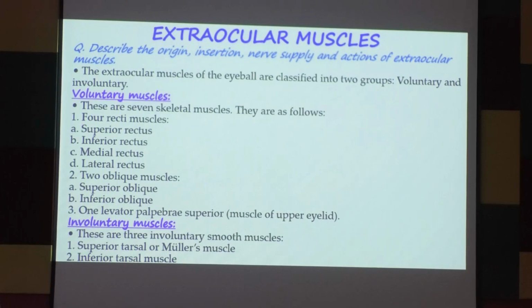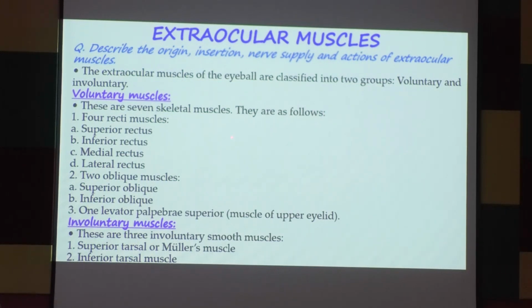Now we go to the extraocular muscles. This comes as a long question. Practice very carefully. Extraocular muscles and bony orbit are important for your viva. Head and neck viva, bony orbit and extraocular muscles will be asked. It is important for your theory question and comes as a long question.